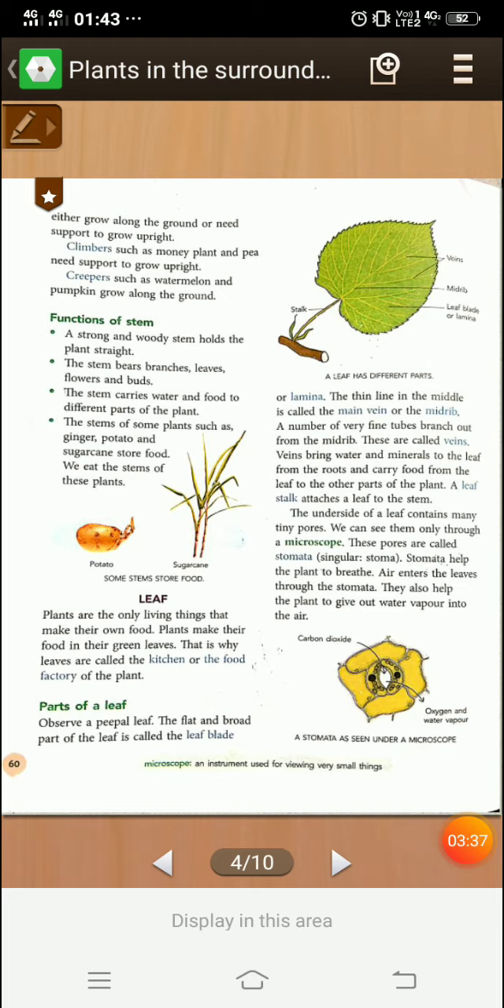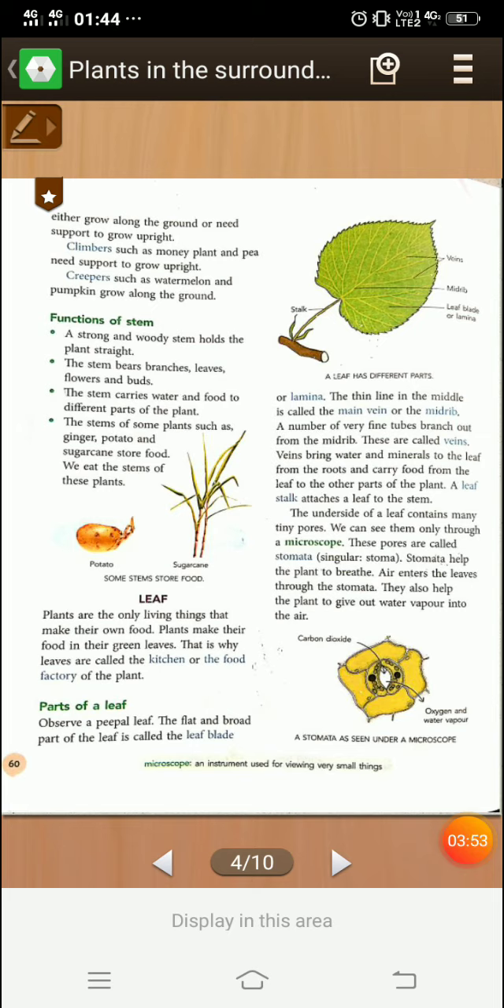Okay. Next one is the leaf. Leaf is often called the kitchen of the plant because the leaf can make food for the plant by using a process called photosynthesis. So it is also termed as the food factory of the plant.